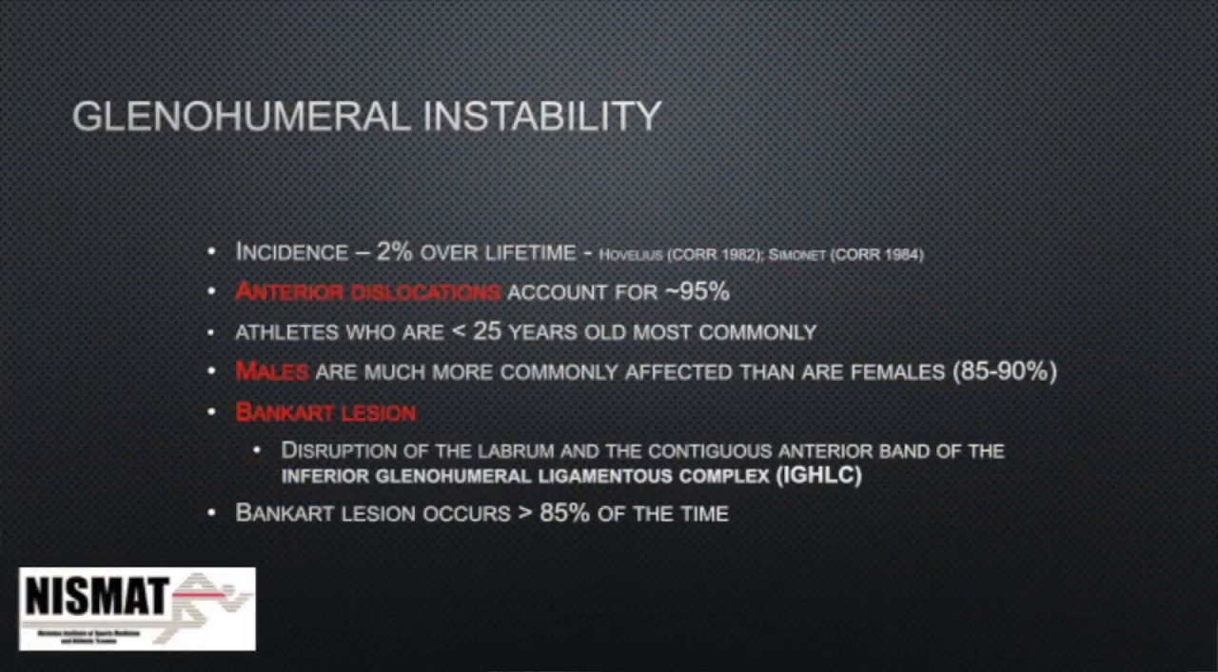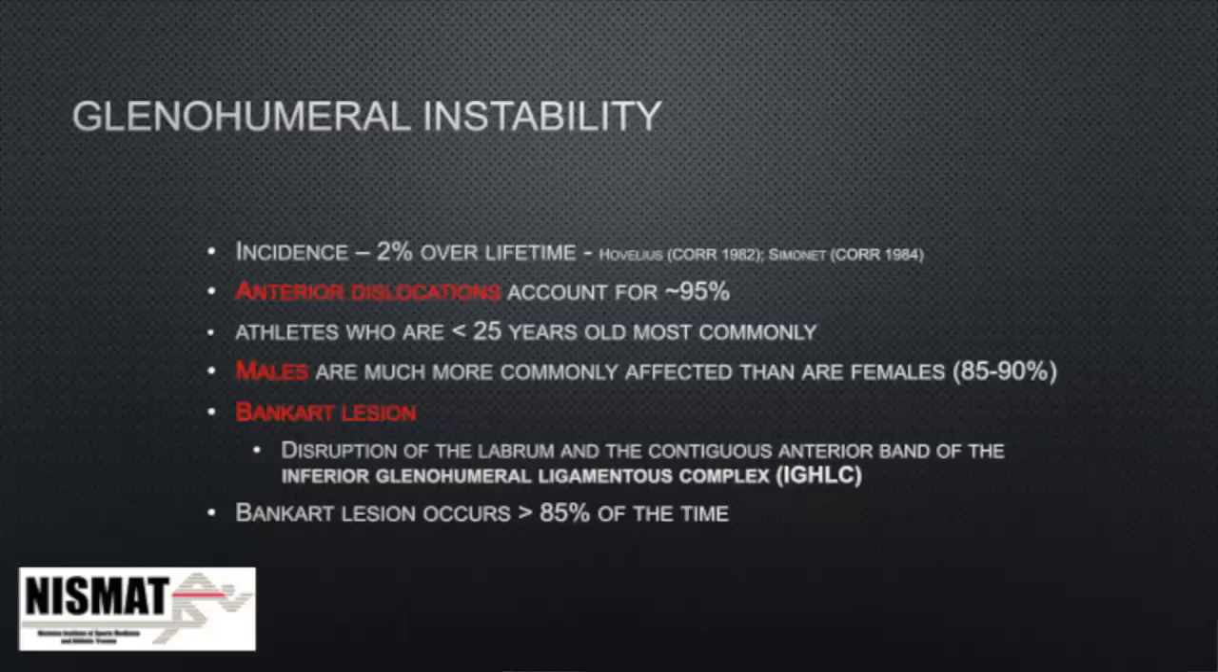About 2% incidence of glenohumeral instability over a lifetime, and anterior dislocations account for 95% of those. Athletes 25 years and under are the most commonly affected, with males more common than females. And a Bankart lesion, an avulsion of the inferior glenohumeral ligament, occurs about 85% of the time.